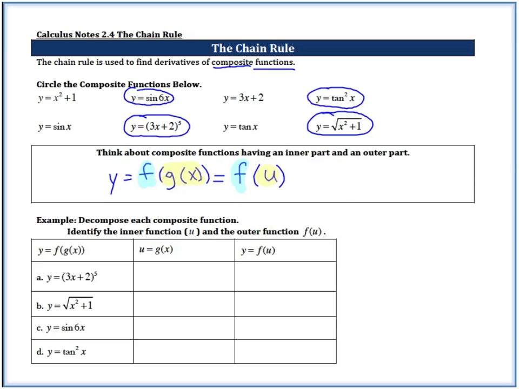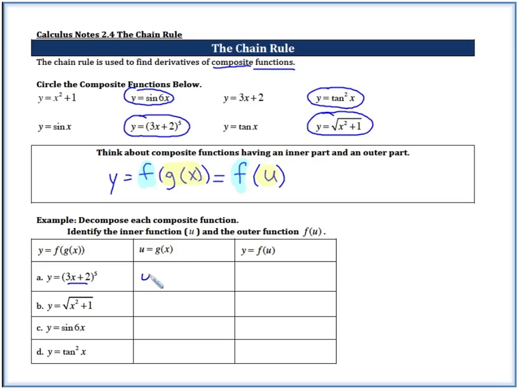So what we're going to do is decompose some of these composite functions. We want to break them up and identify their inner functions, the u's, and the outer functions, the f of u's. And we're going to do all of this so that we can eventually get to finding the derivatives of these composite functions. But just a little bit of practice here on finding the inner part and the outer part. So looking at this one, we have 3x plus 2 to the fifth. Okay, so hopefully you can see that the inner part is the 3x plus 2.